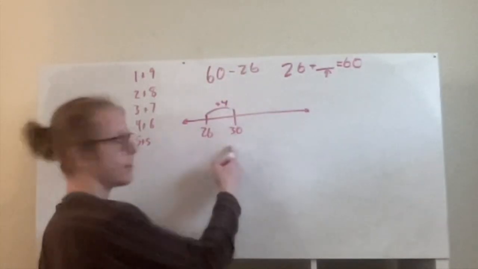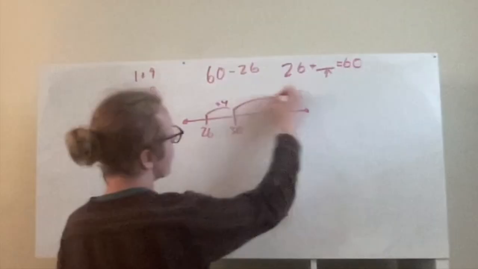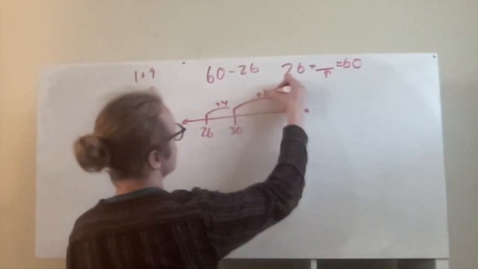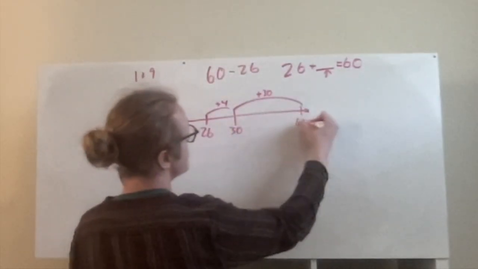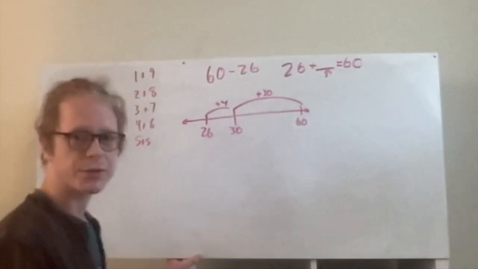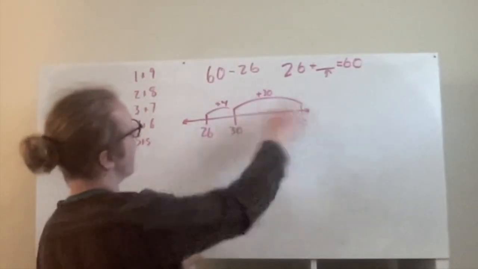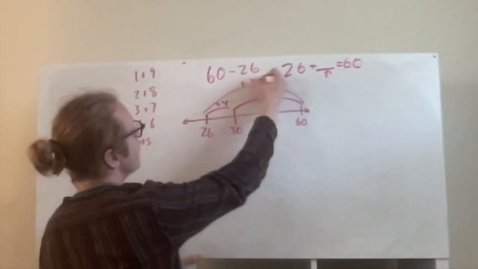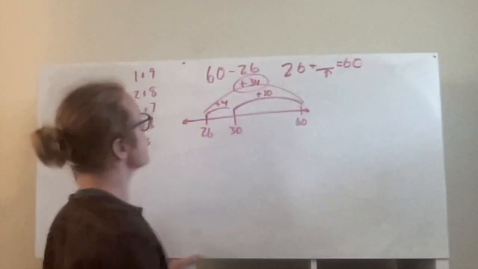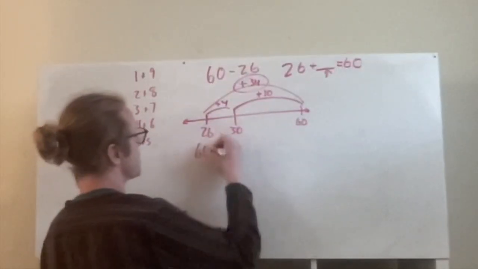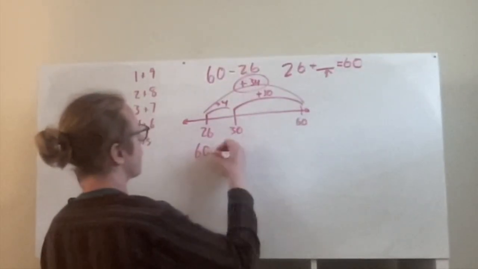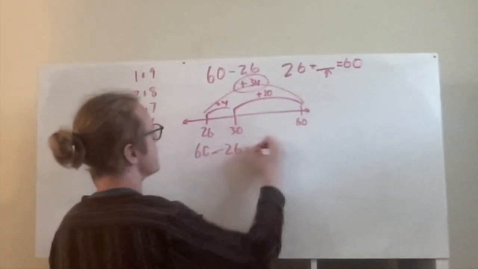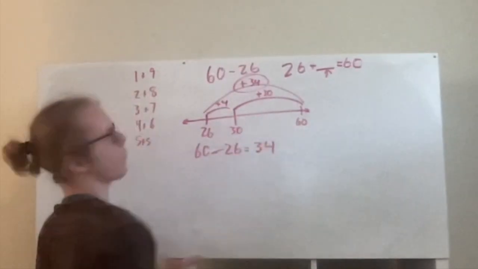And now that I'm here, I can just jump 30 more in my head, plus 30. 30 plus 30 is 60, right? Just like 3 plus 3 is 6. So now if I look, how many more did I need to go in total? 34. Okay, so that is going to be our answer. 60 minus 26 is equal to 34.